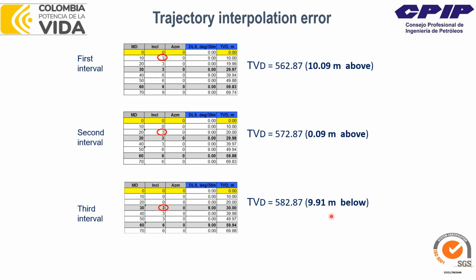But this exercise is not about concluding which interval is better to slide. This exercise is to show the impact of the slidings. In a real environment, the directional driller slides the intervals based on his calculations, his experience, and what the BHA lets him do, right? But the sensitivity of this error, as you can see here, is in the range of meters. So it's not centimeters, it's in the range of meters.